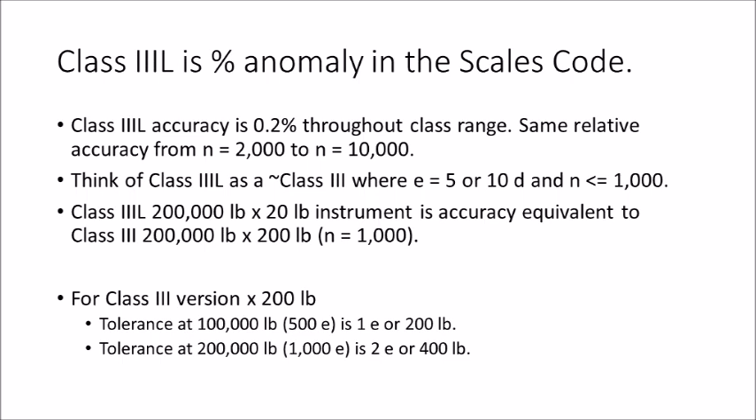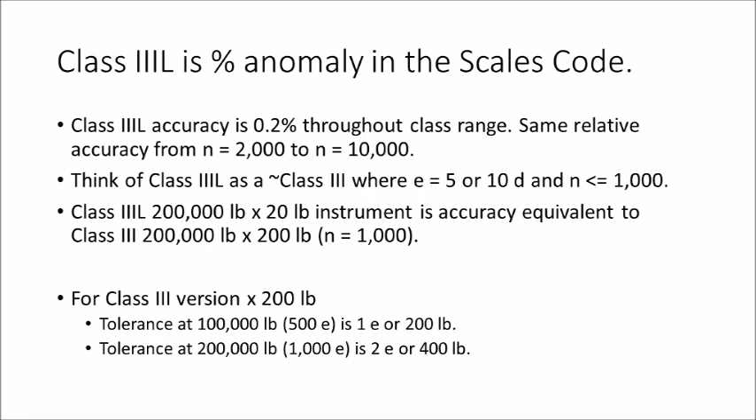If you'll remember, in my second video, I showed that as you get more divisions within a class, the accuracy goes up. But in this case, it's not true. So whether you have n equals 2,000 or n equals 10,000, you have the same accuracy. But the class 3 part of 3L is really important because essentially this is a class 3 instrument where E equals 5D or E equals 10D and N is less than or equal to 1,000.